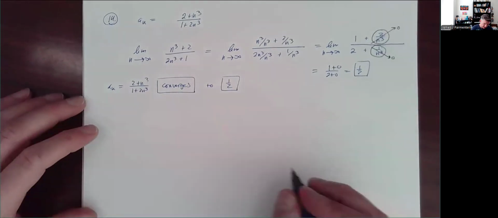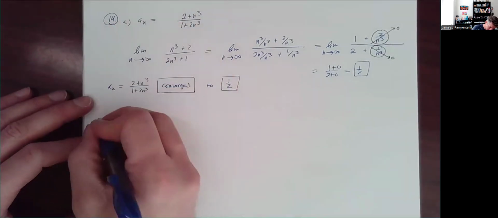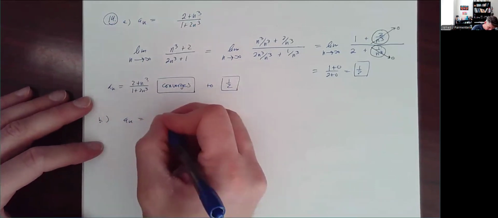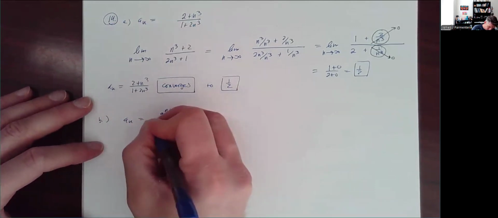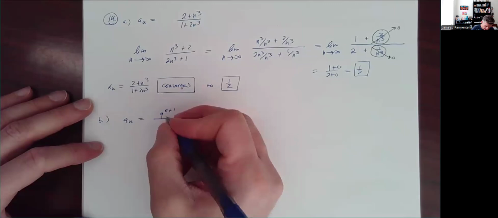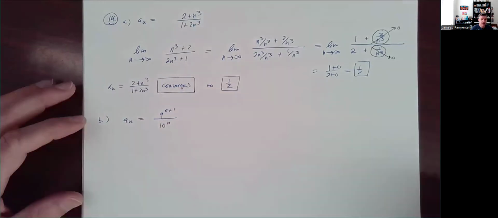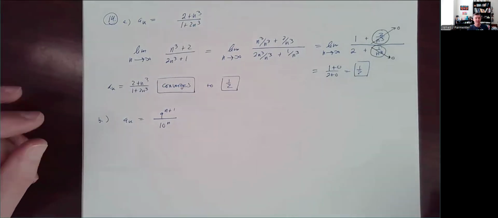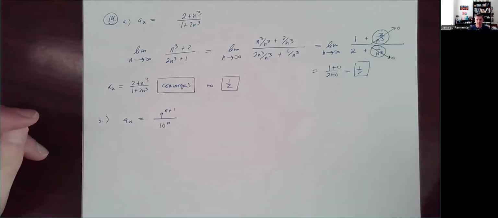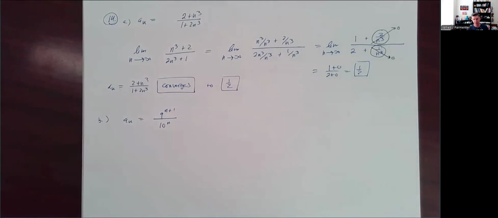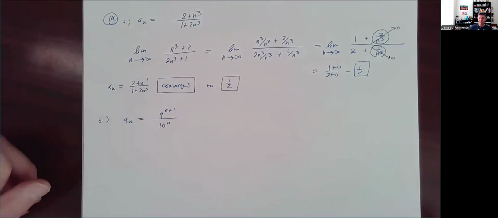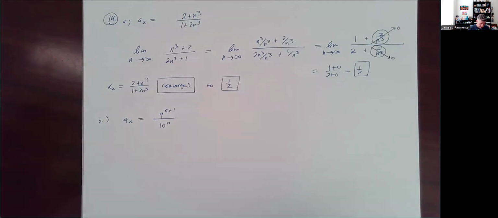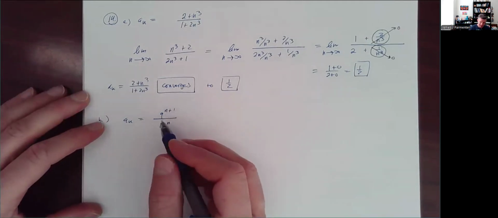Let's look at part B. a sub n equals 9 to the n plus 1 over 10 to the n. So whenever you have something like this where it's something to the n over something to the n, it's in your best interest to make it so that both of them are raised to the same power, meaning like if you had 9 to the 2n over 10 to the n, you want to write 9 to the 2n as 9 squared to the n. Here, this plus 1 is kind of giving me a problem.